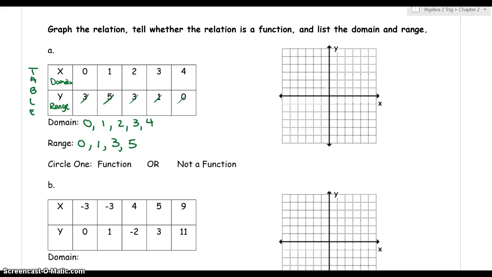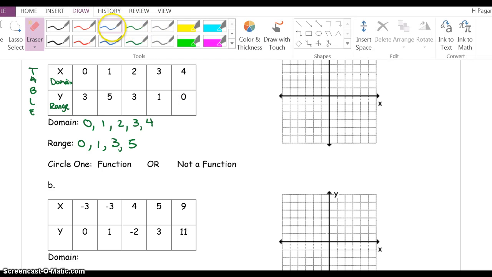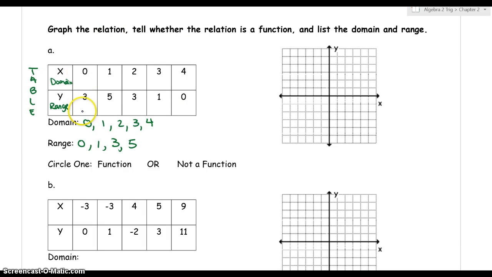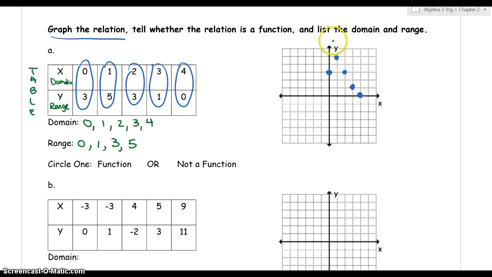Now it says to graph the relation. That's the first thing I should have done actually before doing the domain and range, but sometimes I get excited about domain and range. So let's go ahead and graph. We know that 0, 3 is a point, so 0 and up 3. We know 1, 5, so over 1 and up 5. We know 2, 3, so over 2 and up 3. We have 3, 1, over 3 and up 1. And we have 4, 0, over 4 and stay there. So here's the graphing of the relation. We listed the domain and range already because we got way ahead of ourselves.